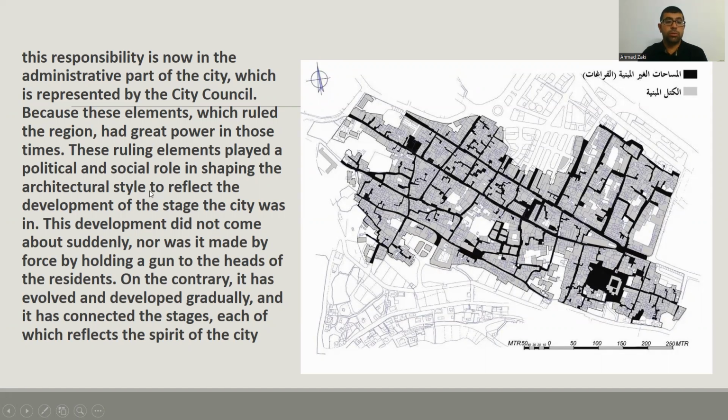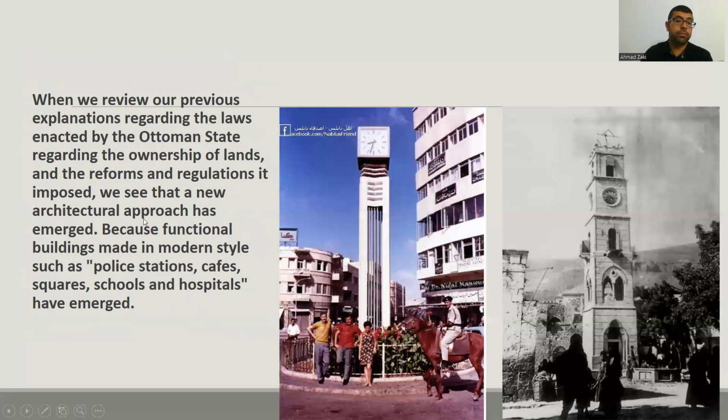This ruling element played a political and social role in shaping the architectural style to reflect the stage of development the city was in. The development did not come about suddenly, nor was it made by force, by holding a gun to the head of the resident. On the contrary, it evolved and developed gradually, through connected stages, each of which reflected the spirit of the city.